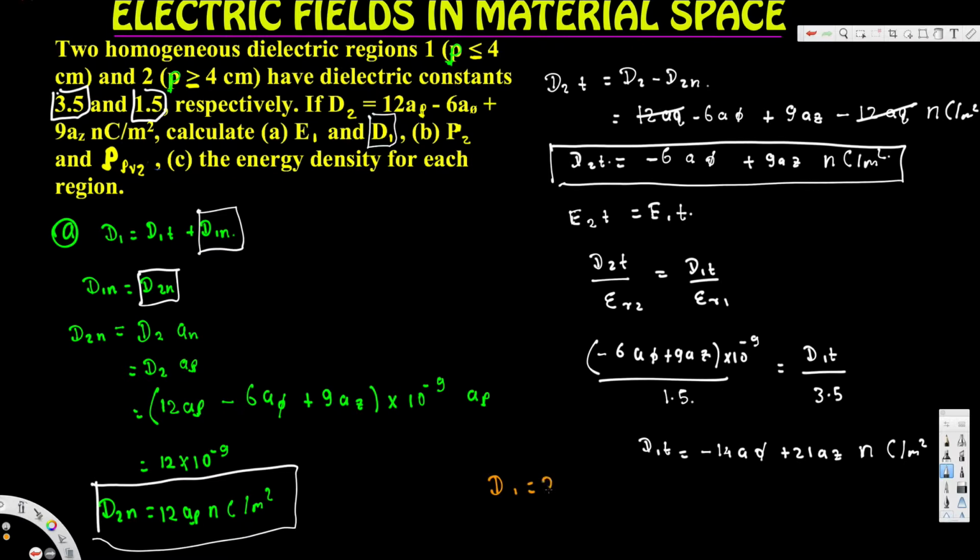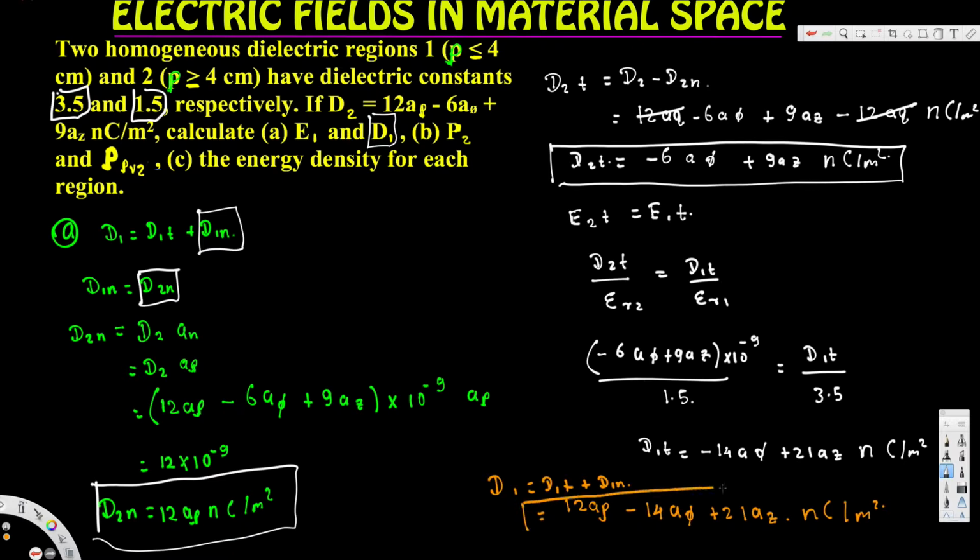D1 is what? D1t plus D1n. And we just have to add 12a rho to this one. If we add, what's going to happen? We have here a5 and az, so it's not going to cancel anything. It's going to add up, and we are going to have 12a rho minus 14a5 plus 21az. So this is going to be the answer for the first question, D1.